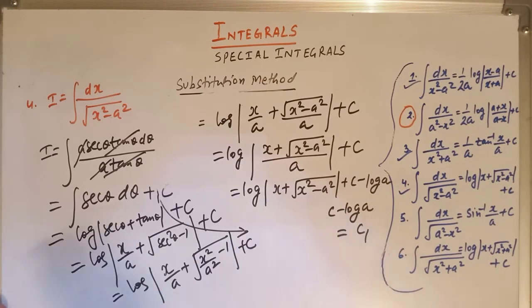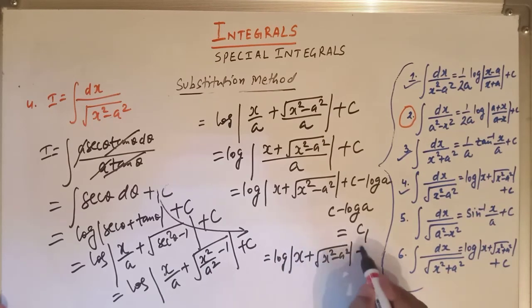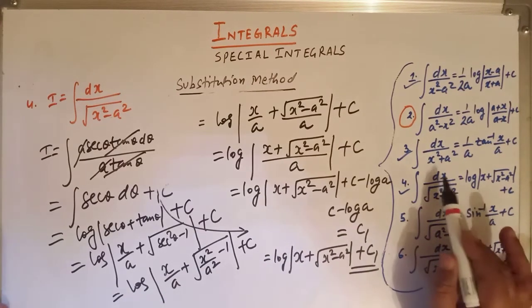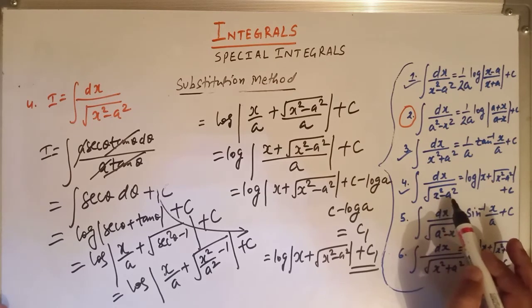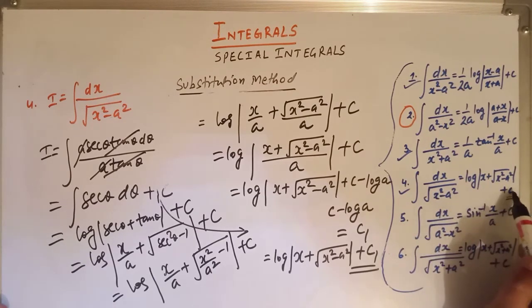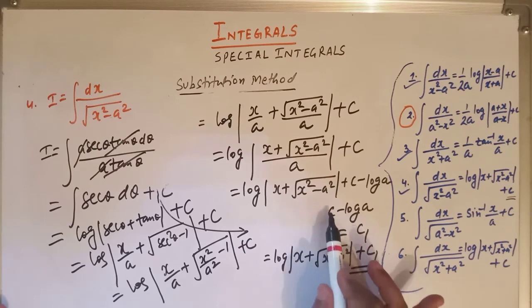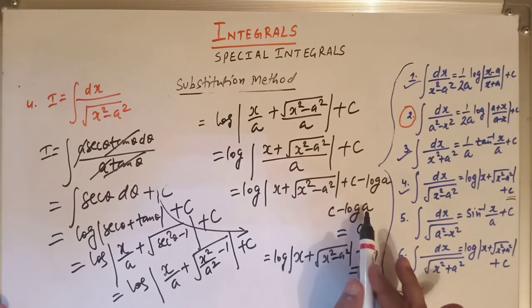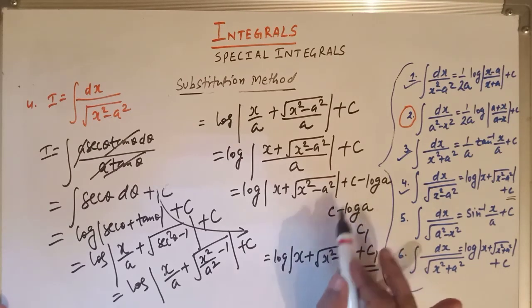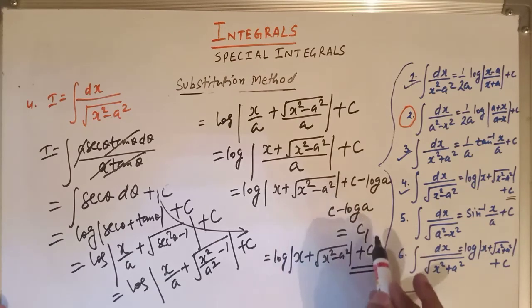Now this c minus log of a is some other constant, say c1, so this expression can be written as log of x plus under root x square minus a square, plus c1. Clear? So this is the required integral of 1 over square root of x square minus a square. So here this c is actually c1, because c1 is written for c minus log a. Log a is a constant, so c minus log a is another constant.